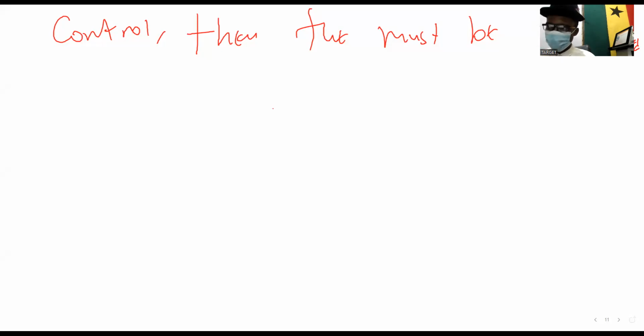And the final answer is that the asset will be classified as held for sale because the reason is not within their power. So take notice of that.